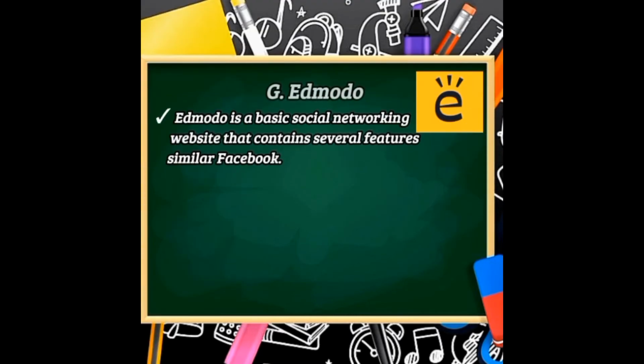Next is the Edmodo. Edmodo is a basic social networking website that contains several features similar to Facebook. A scrollable wall or timeline to which you can view posts ordered by date, individualized and easy access to sharing links, and ability to send messages to groups or individuals.